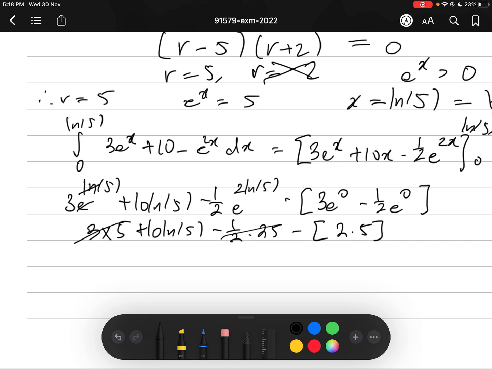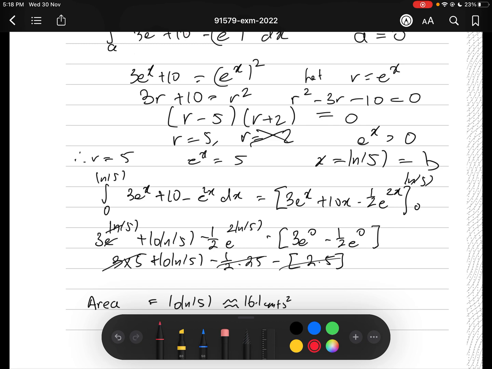So that all cancels out. So we're going to be left with 10 ln of 5. And that's the area. And in decimal form, that is approximately 16.1 units squared. That's approximately.